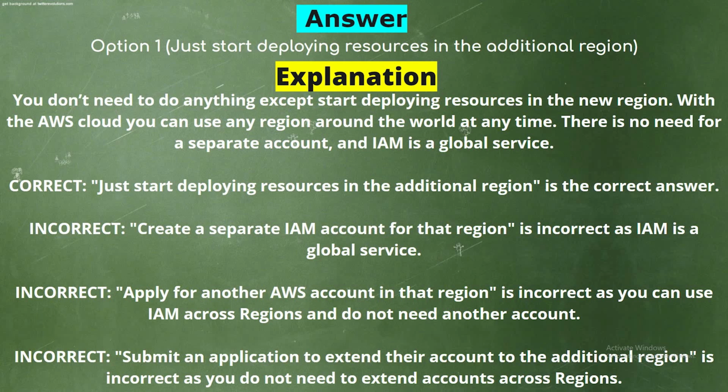Incorrect. Create a separate IAM account for that region is incorrect, as IAM is a global service. Incorrect. Apply for another AWS account in that region is incorrect, as you can use IAM across regions and don't need another account. Incorrect. Submit an application to extend your account to the additional region is incorrect, as you do not need to extend accounts across regions.